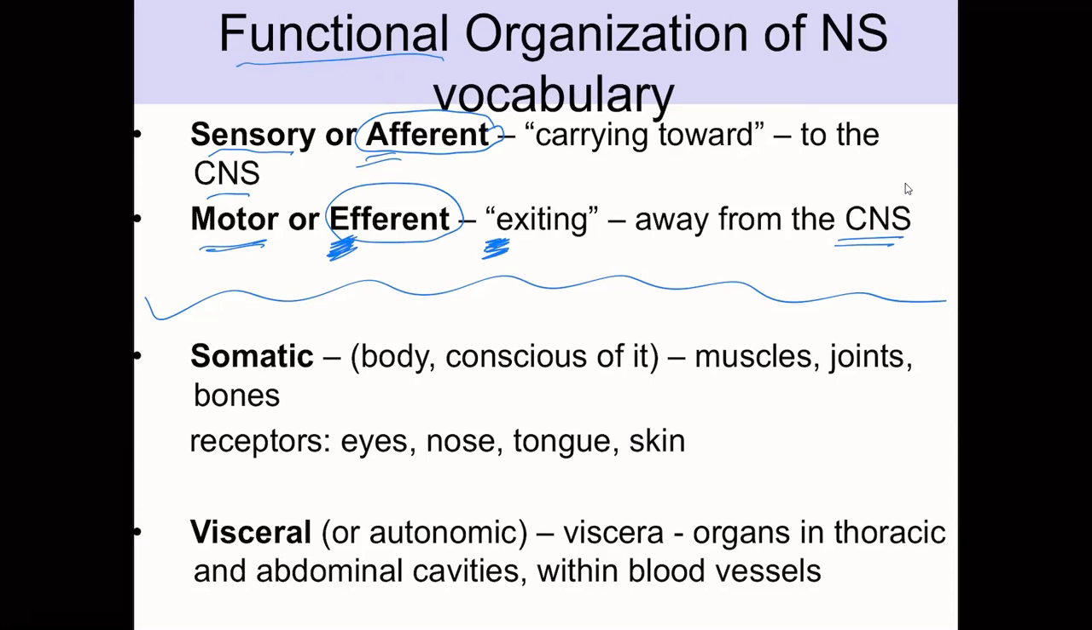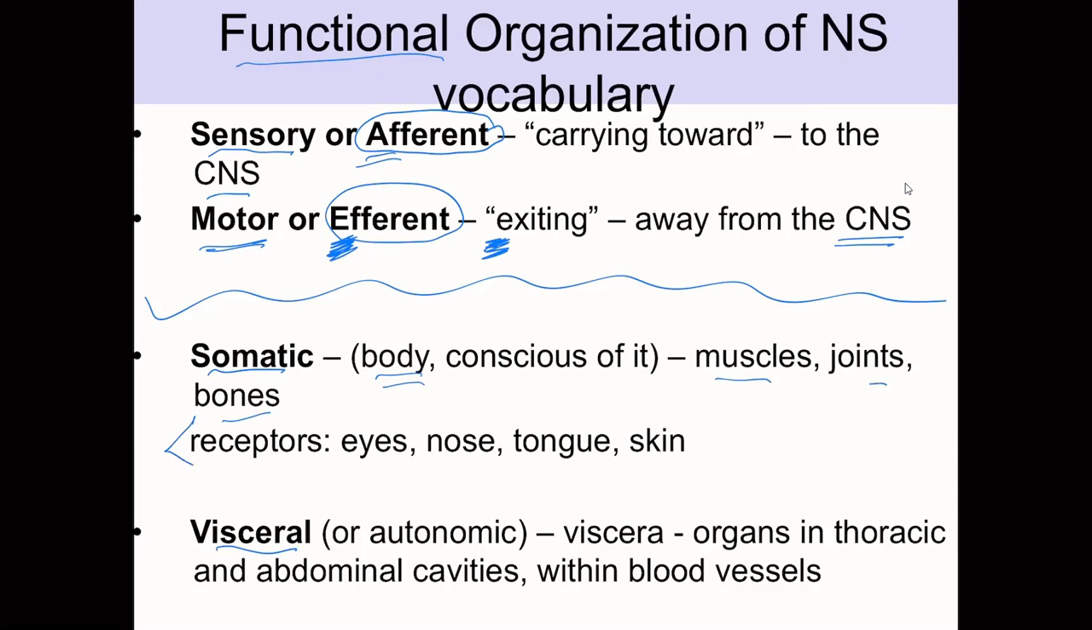So afferent means it's coming towards the central nervous system, and efferent, it's exiting. Now another way that we categorize it is somatic and visceral. Somatic is body, so it's the body system. Somatic stuff is what's in your body, and that we can be conscious of. So muscles, joints, bones.